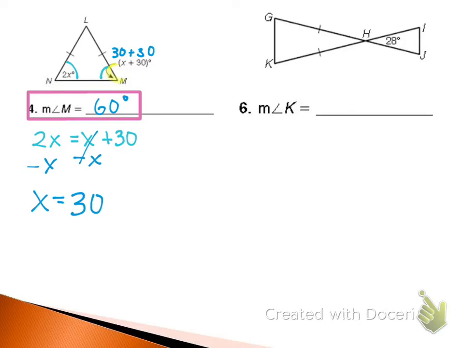This next question, the only number we have is 28. How is that helpful to me to find the measure of angle K? You can do vertical angles. We could do vertical angles. What do we know about vertical angles? They're congruent.